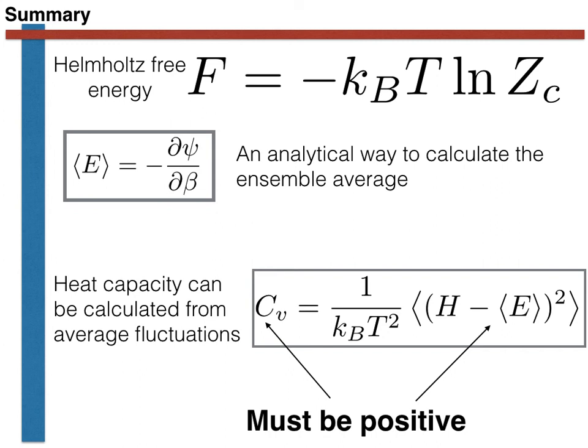To summarize then, we have derived the following three results for the canonical ensemble. We have shown that the Helmholtz free energy for the thermodynamic state can be calculated from the canonical partition function. Furthermore, we have shown that the ensemble average of the internal energy can be found by taking minus the first derivative of the logarithm of the partition function with respect to beta. Lastly, we have shown that the heat capacity can be calculated from the average fluctuations in the internal energy, and have thus demonstrated once more that this quantity must be positive.